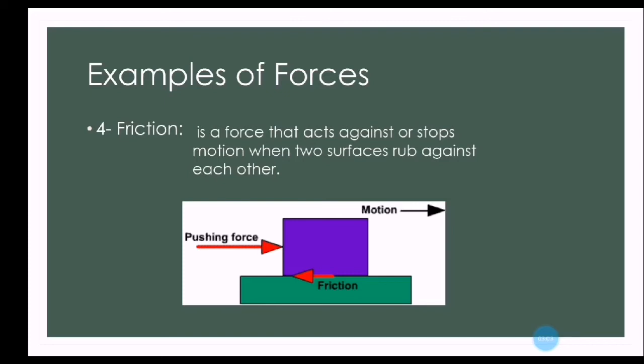4. Friction. Friction is a force that acts against or stops motion when two surfaces rub against each other. As you can see, someone is trying to push this block. I have friction from the opposite side. So friction is always opposite to the motion.